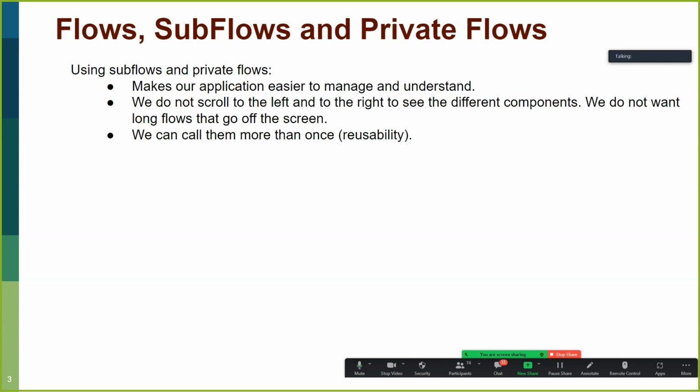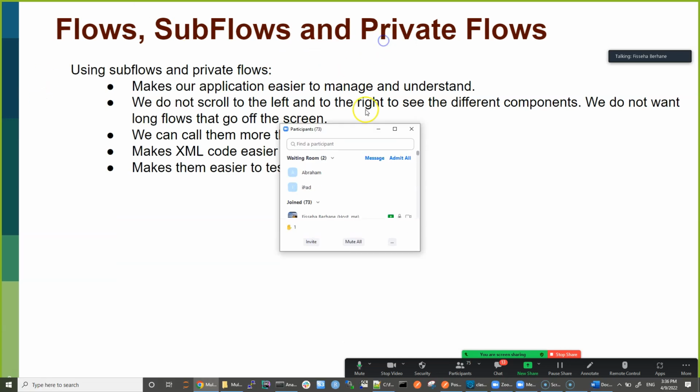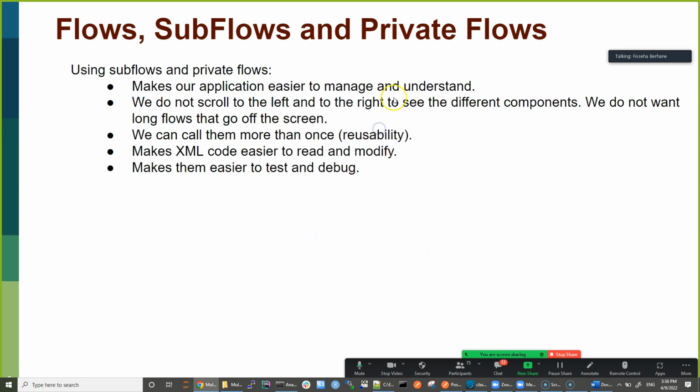For example, if you have a transformer followed by a write operation, and you are doing that a couple of times, rather than bringing the transform and write to the canvas multiple times, you can create a subflow and refer to it using a flow reference. That way it becomes neater and easier to manage and debug, and if there is an error, it is easier to test and fix the problem. Also the XML code looks easier. We are going to see all these things when we build the hands-on application.